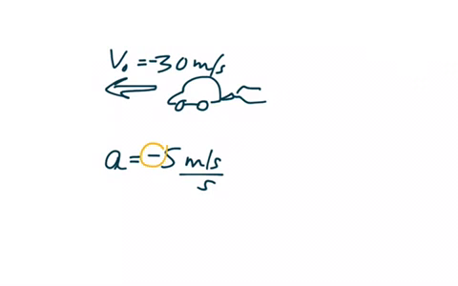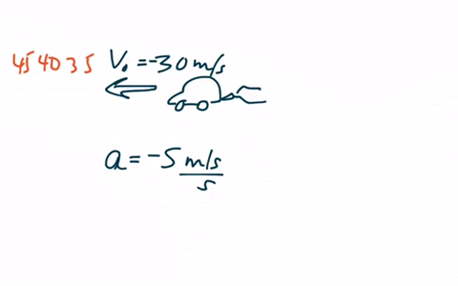Its velocity is negative 30 meters per second. And what if you have a negative acceleration? Well, it turns out that when your velocity and your acceleration have the same signs, it always means speeding up. So in this case, if you're traveling to the left at negative 30 meters per second, and your acceleration is to the left at negative 5 meters per second, you're going to be speeding up to 35, and then 40, and then 45, and so on.